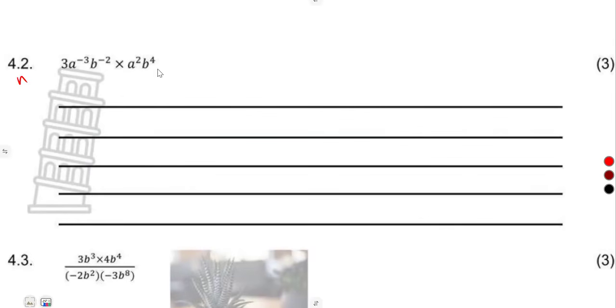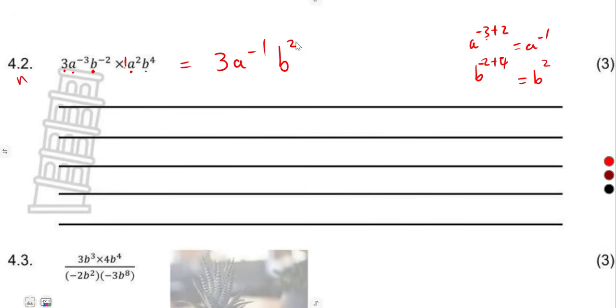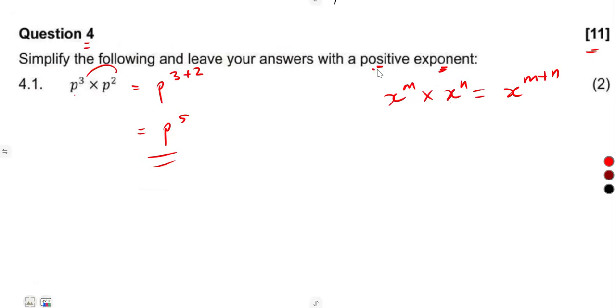A multiplication again, so that's a 1 here. 3 times 1, that's a 3. A to the exponent of minus 3 times a to the exponent of 2, you add. Minus 3 plus 2, that's what? Minus 1. So a to the exponent of minus 1. B to the exponent of minus 2 times b to the exponent of 4, you add again. So that's minus 2 plus 4, which is what? Which is 2.